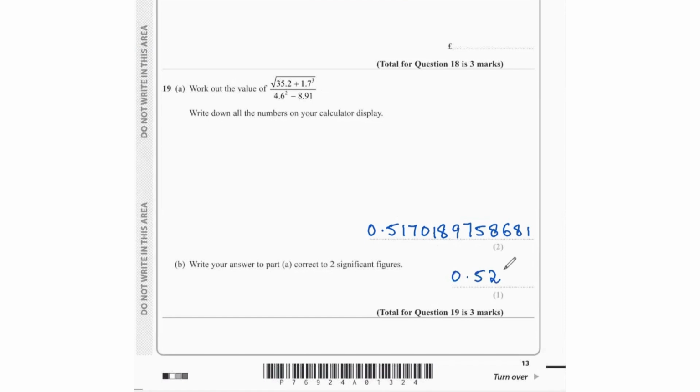Remember, in significant figures, your 0 before the decimal is not counted, and even the zeros before the number are not counted. For example, if it's 0.05, this number is correct to one significant figure, and the one significant figure is 5, not the 0 before that. So the first two significant figures are these two. So we round this based on the third digit, which is 7. Since 7 is bigger than 5, the 1 rounds up. So it becomes 0.52.